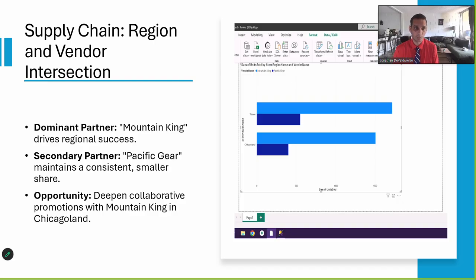Next, we'll take a look at the supply chain, region, and vendor intersection. To get even more granular, we looked at the intersection of geography and our vendors. The data reveals that Mountain King is our dominant vendor in both regions, but they have a particularly strong foothold in the Tri-State area. While Pacific Gear remains a consistent partner, their market share is significantly smaller. Our regional success is clearly tied to Mountain King. To boost our Chicagoland numbers, we should explore deeper exclusive promotions with Mountain King to replicate the success we see in Tri-State.